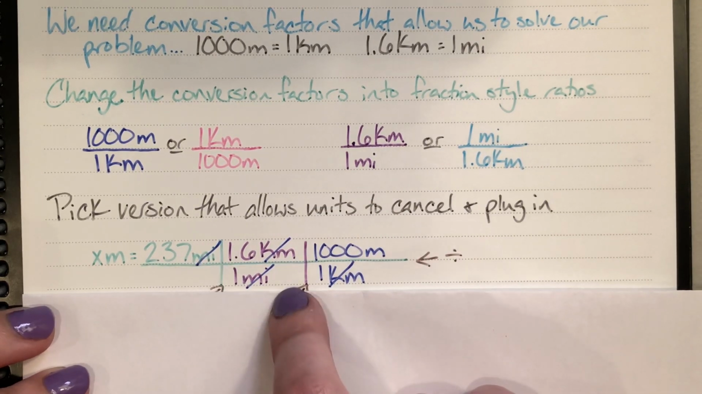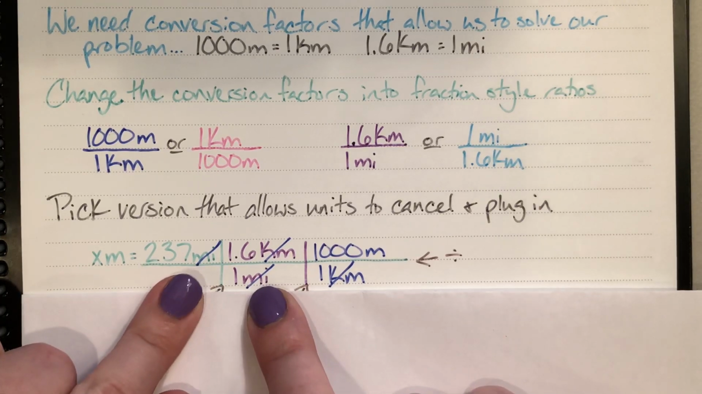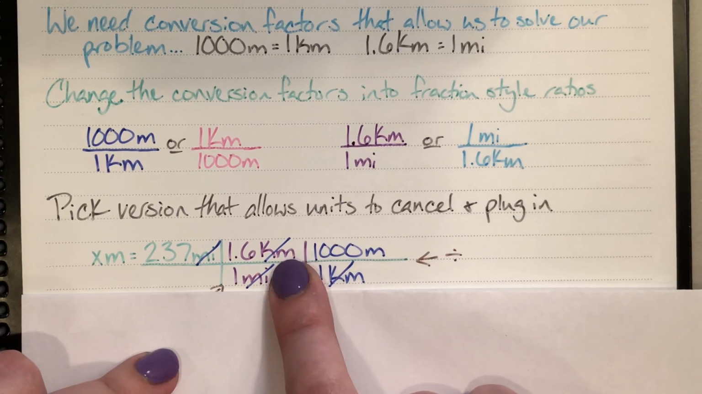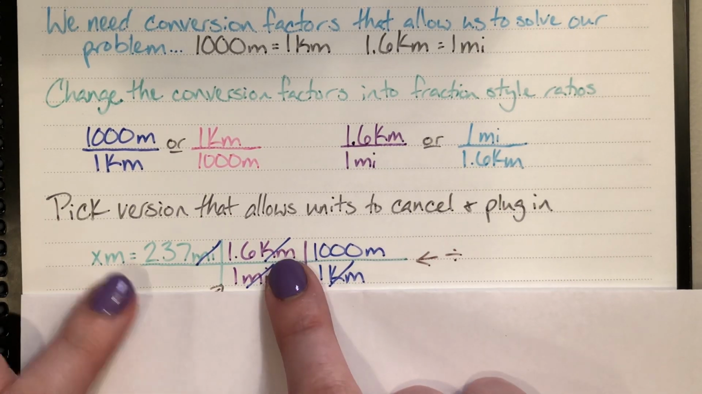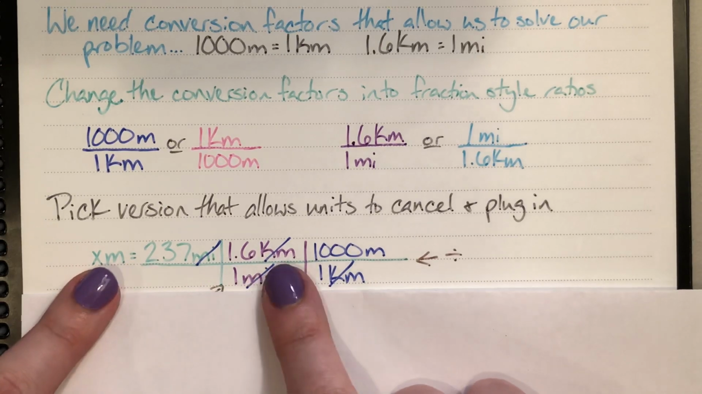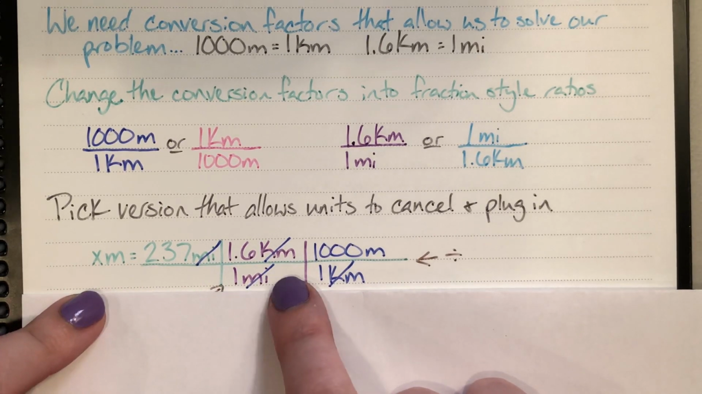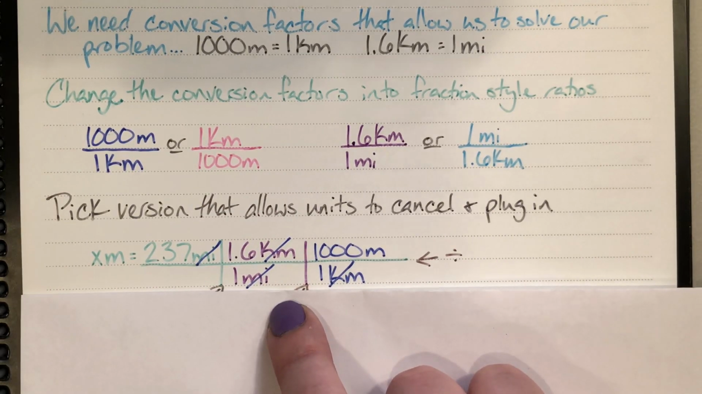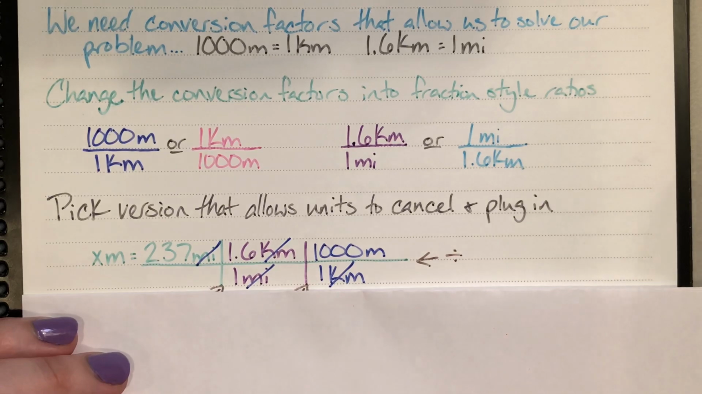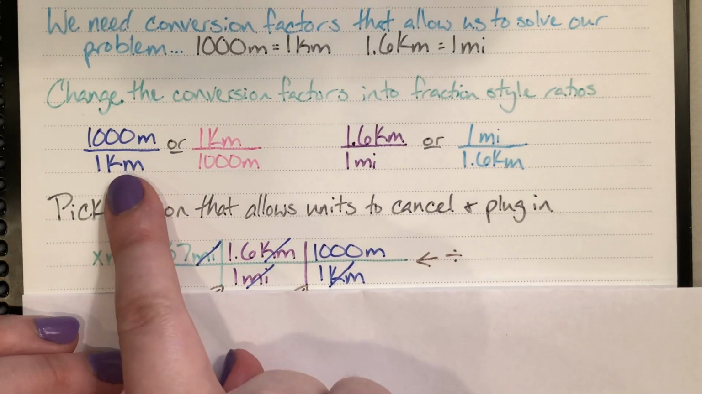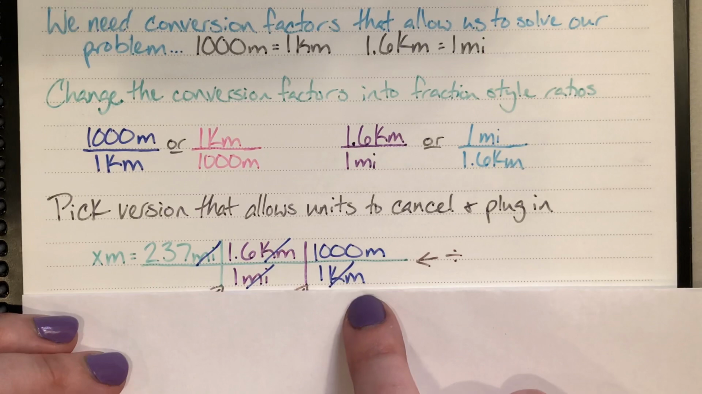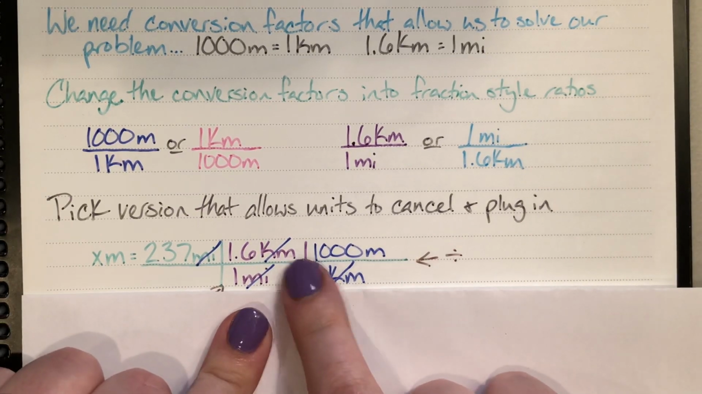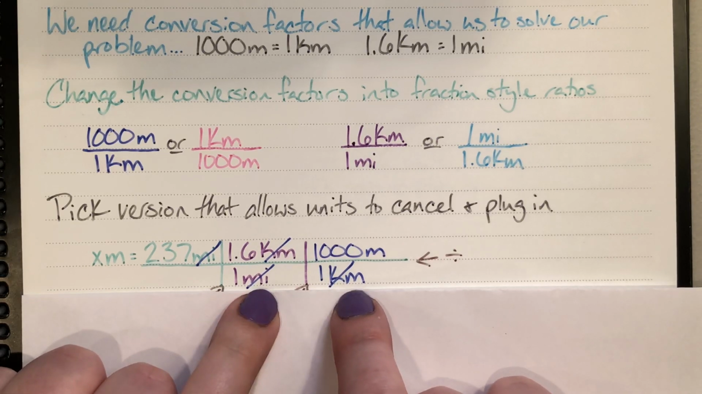When I plug in my purple version, I'm able to cancel out miles since it appears at the top and at the bottom of my fraction. And I'm left with the unit kilometers. Kilometers is not the unit that I wanted. I wanted meters. I did not want kilometers. So I need to look at my other set of conversion factors and find the one that will allow me to cancel out kilometers. This is going to be my blue version. So I plugged in my blue version of my conversion factor, which allowed me to have kilometers on the top and on the bottom, which meant they could cancel.